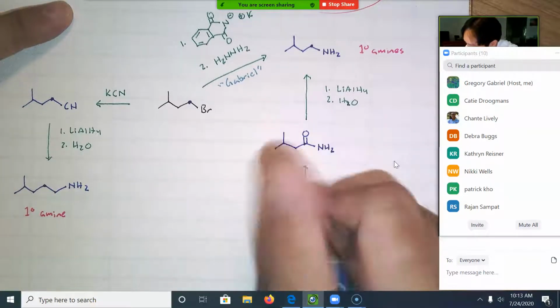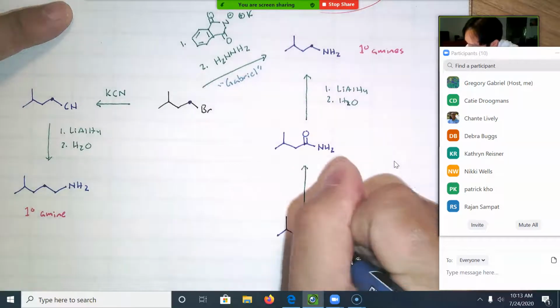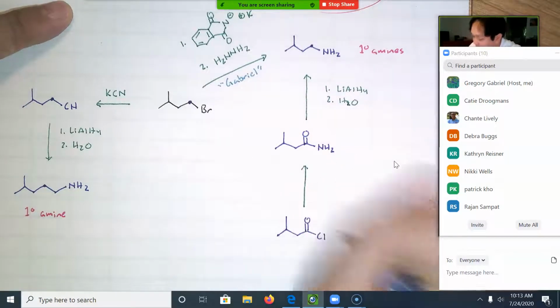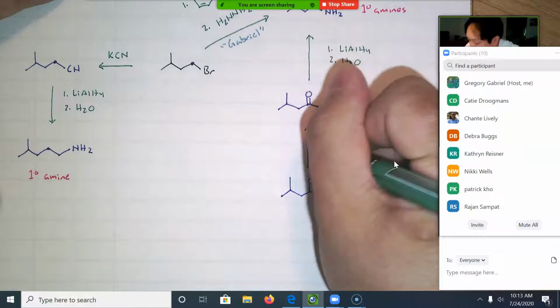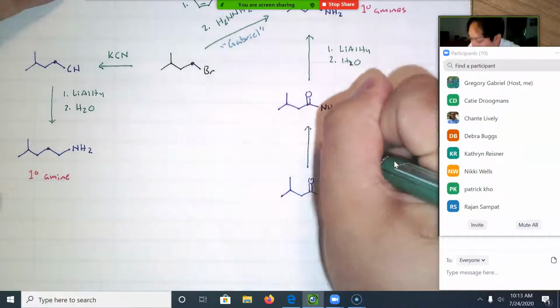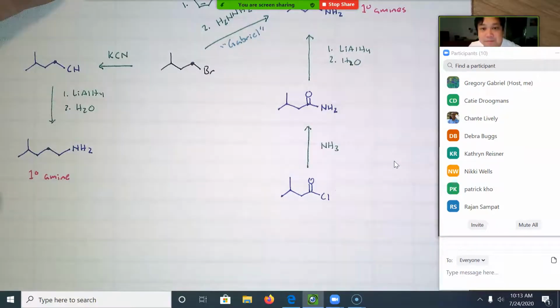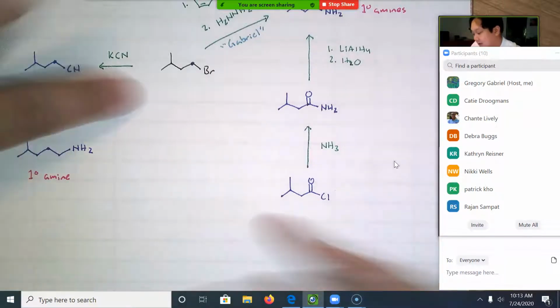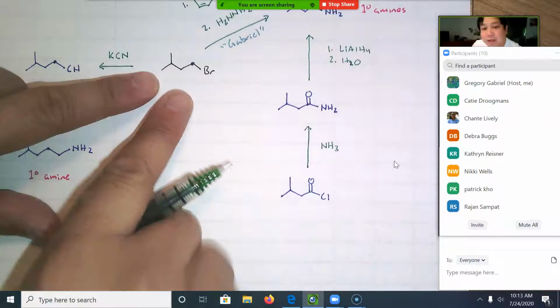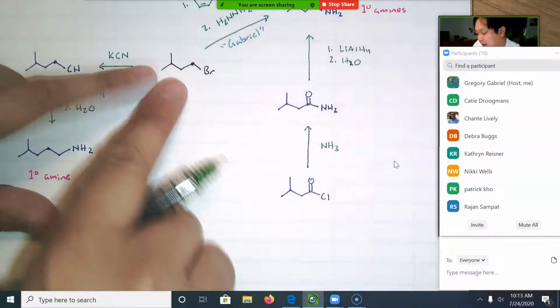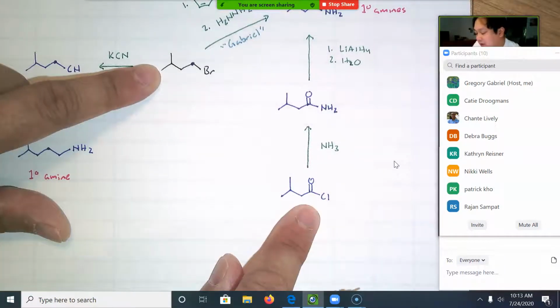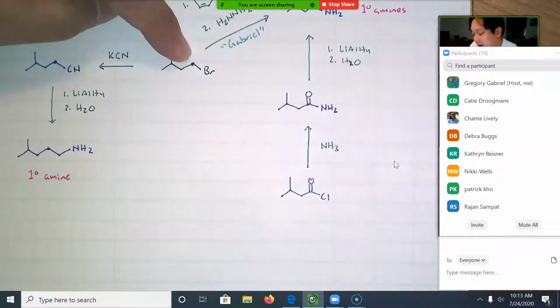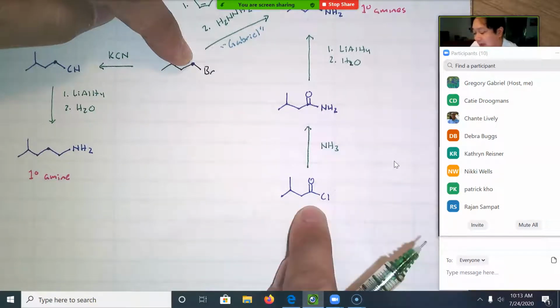Okay, acid chloride, and the amine would be this one, NH3. Can we connect anything else? I think we're good. You know, there are ways to go. Are there ways to go from the alkyl halide to the acid chloride? What would you want to do? You would want to have a carboxylic acid.